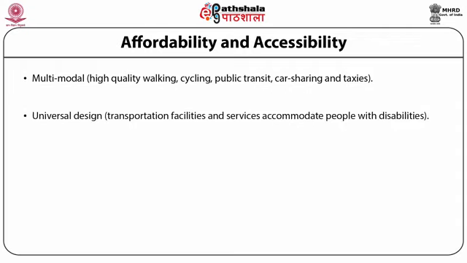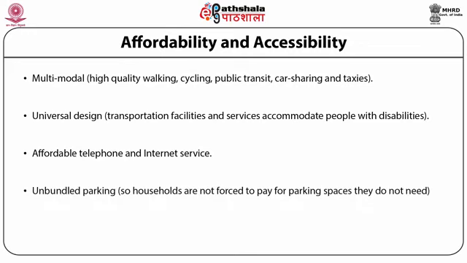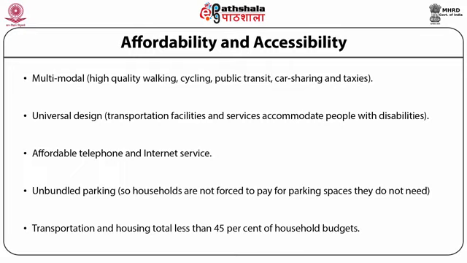The universal design, that is, transportation facilities and services accommodate people with disabilities, affordable telephone and internet services, unbundled parking, that is, the households are not forced to pay for parking spaces they do not need, and transportation and housing total less than 45% of the household budgets.